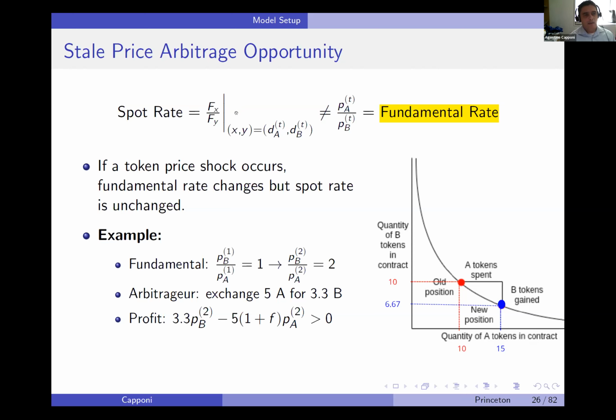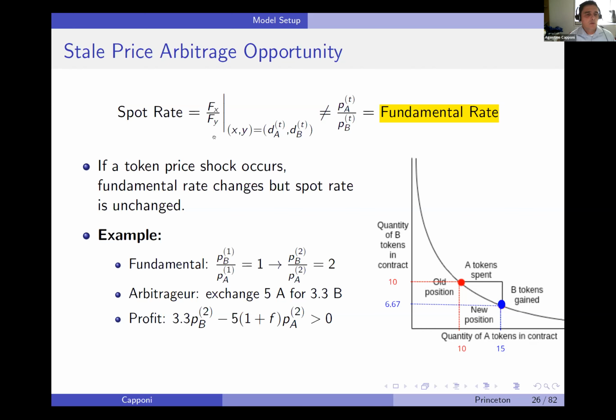And then there is the spot rate, which is the exchange rate within the pool. This is actually equal to the ratio of the derivatives of f at x and y. This is what we have discussed before. This is essentially the way that the automated market maker sets the price. Now, if these two quantities deviate, what is a good strategy to exploit it? Well, it's basically to take out the more valuable token and exchange it for the less valuable token, because that will give me some value.